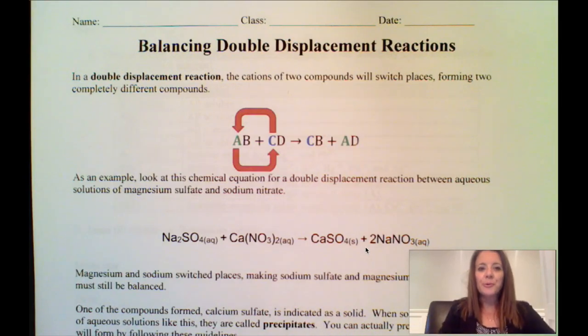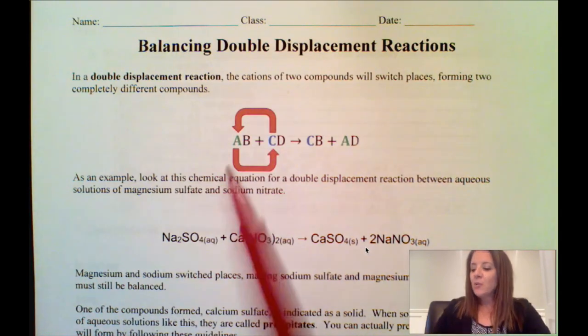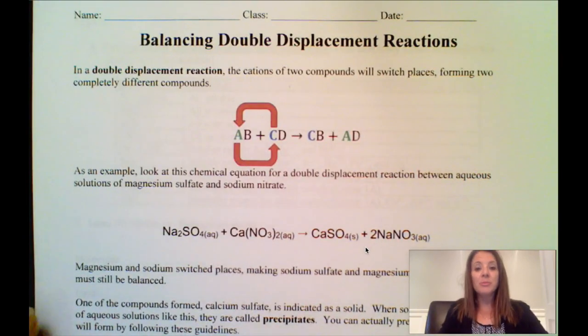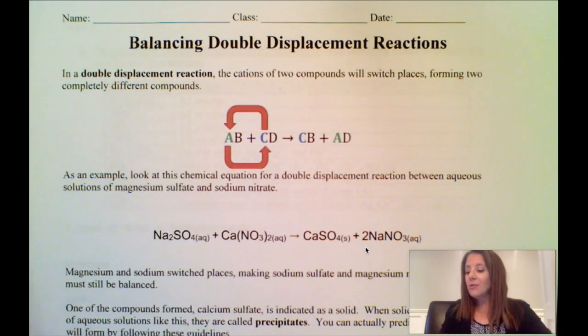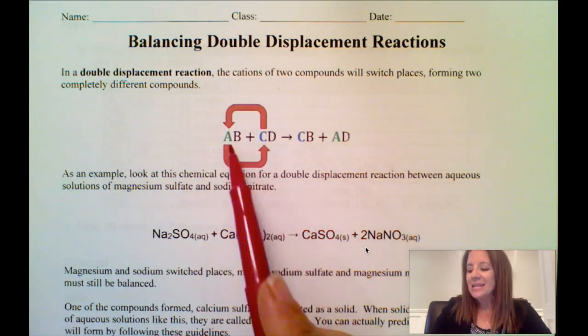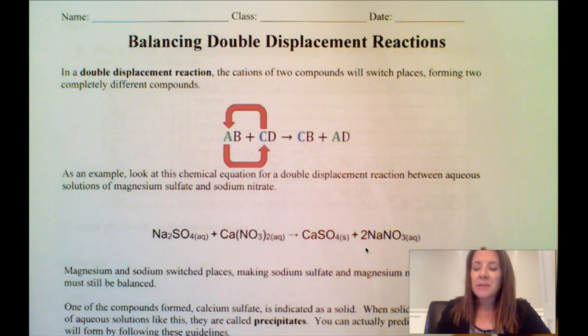We're going to go through balancing of double displacement reactions. And if you recall from the intro lesson, in order to have a double displacement reaction, you need to have a compound plus another compound. Now, the compounds have to be ionic compounds and they need to be aqueous. So what that means is they have to be dissolved in solution.